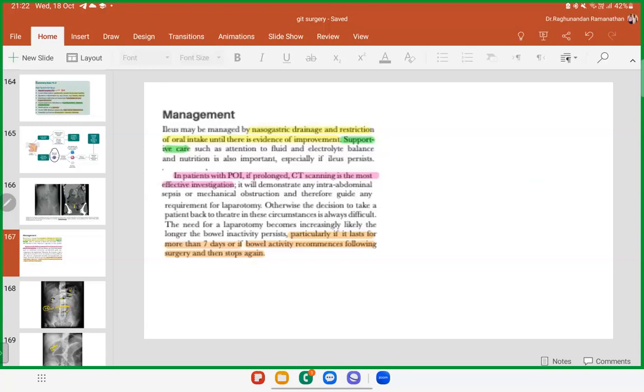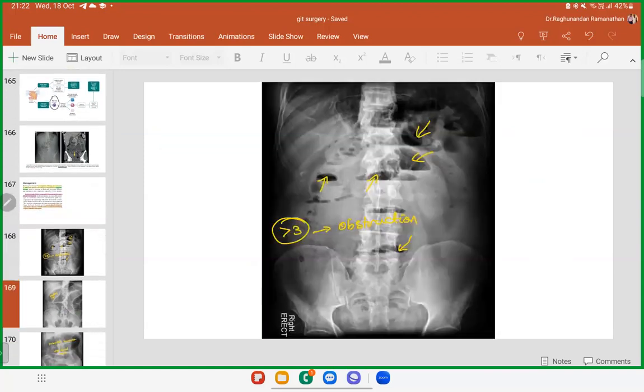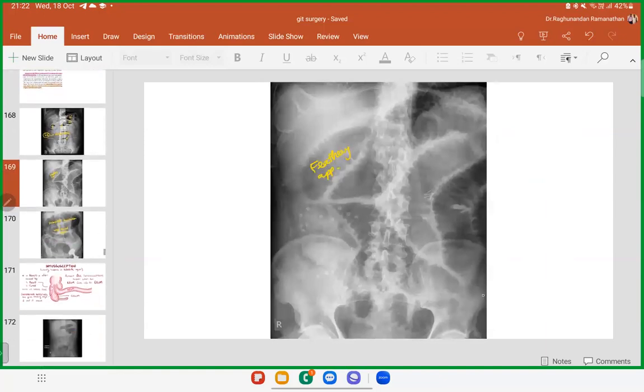If it is prolonged, what is the investigation of choice? The investigation of choice is CECT. After doing a CECT, if this lasts for more than 7 days, open laparotomy is needed. Can you see here? We already saw all this. These are the obstructions that are going to be present.